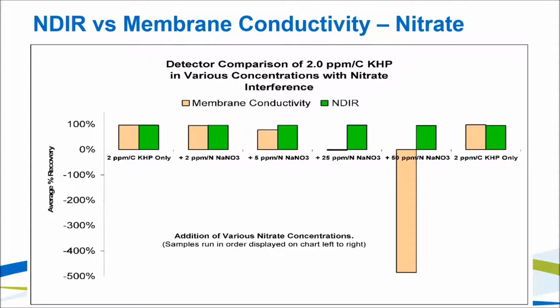And then here's with nitrate groups. So here's your control, both 2 ppm KHPs run. And then you start adding nitrates at 2 ppm, it's still coming out pretty good at about 100%. And then you add 5, you're getting a lower result. By the time you get to 25, you're getting a negative result with membrane conductivity. And 50, it's off the charts. So again, there's a lot of interferences with membrane conductivity.